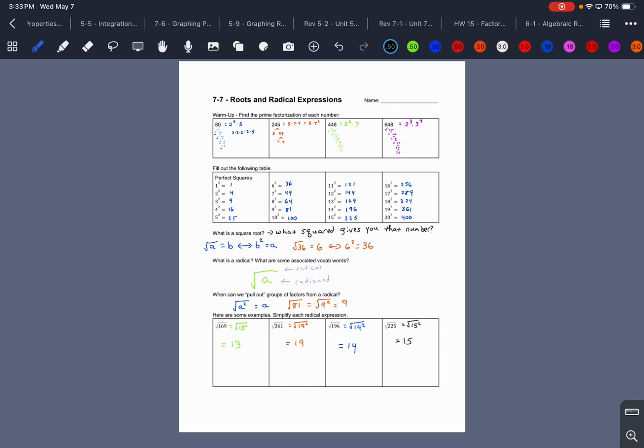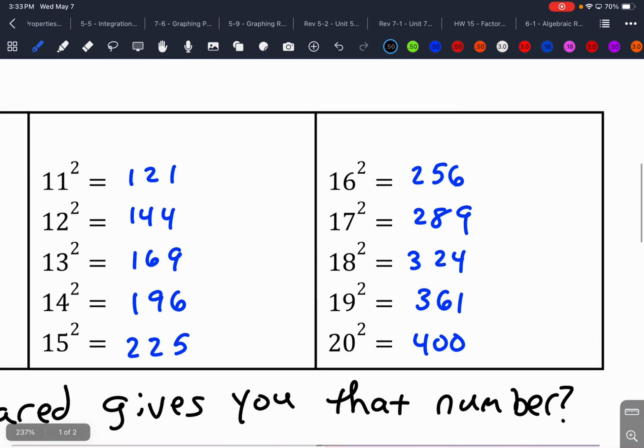Can you zoom back in on the last column of squares? Right here? Yeah. I'll give you the last two.